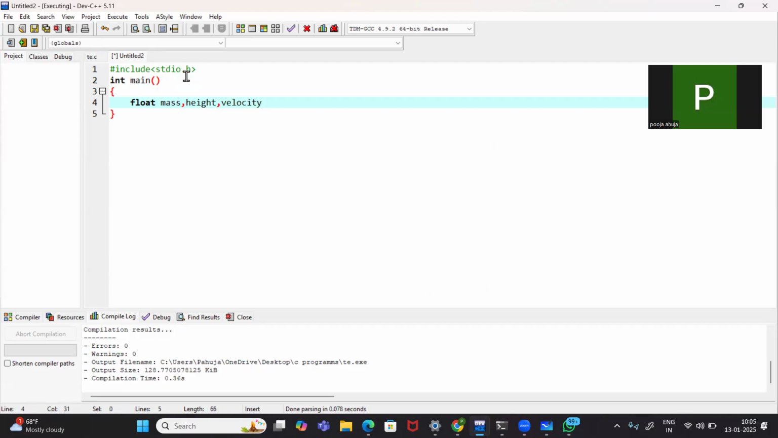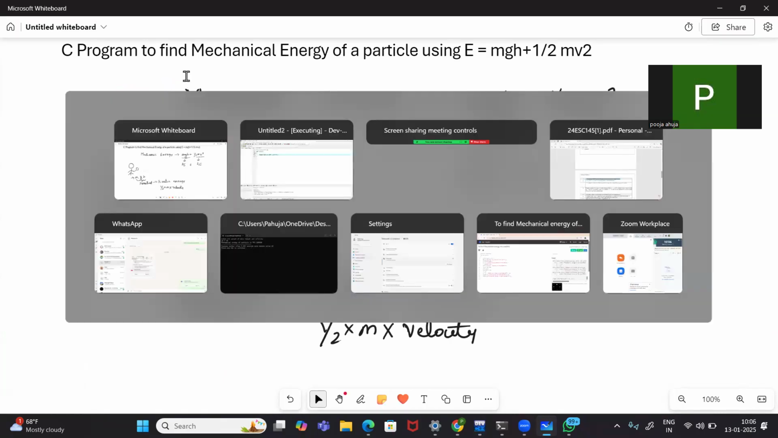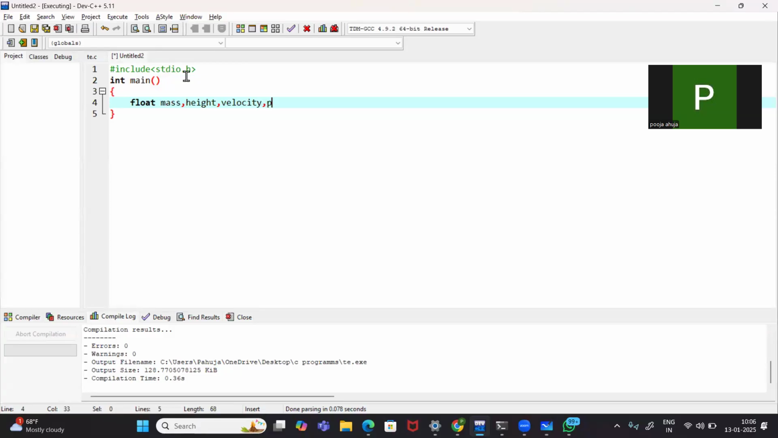Now one more thing. These values we are going to take from the user. And how are we calculating the energy? First, we have to calculate the potential energy, then kinetic energy, and then we add the potential and kinetic energy, right? So I'll take variables to store the potential energy, the kinetic energy, and the final mechanical energy value. I'll take the variable as ME.